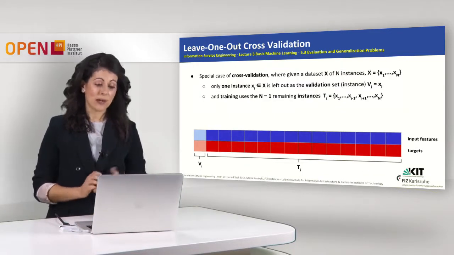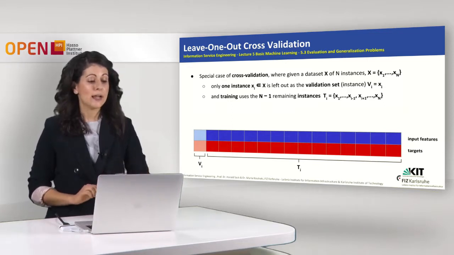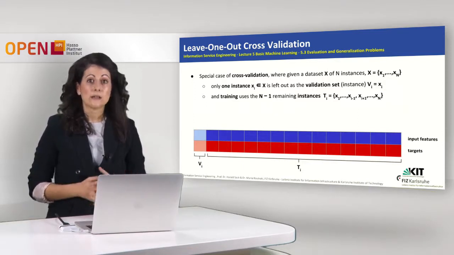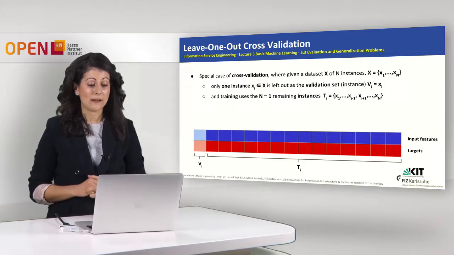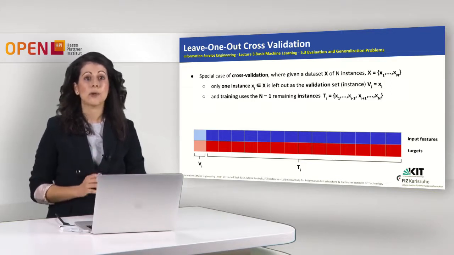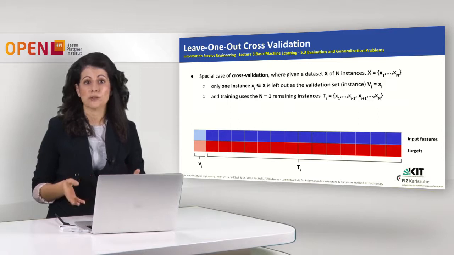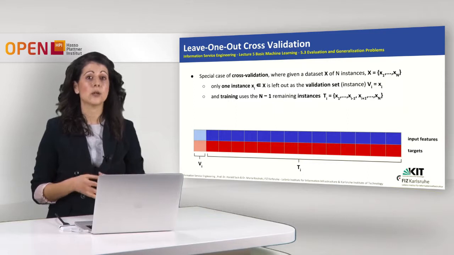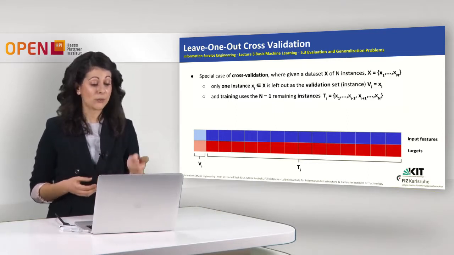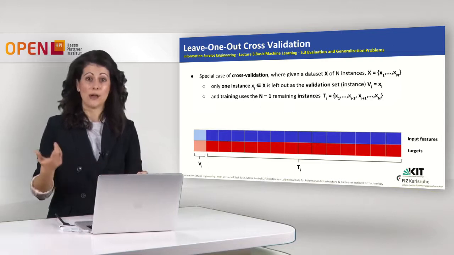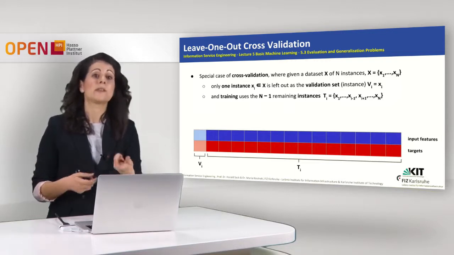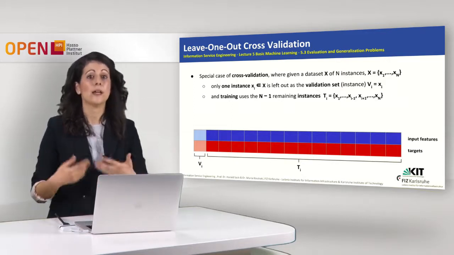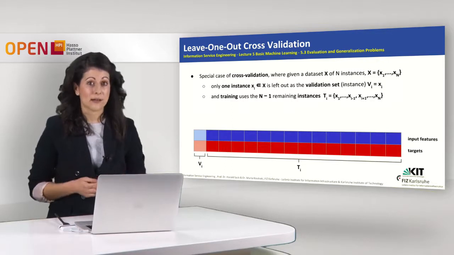Another specific case of cross-validation is leave-one-out cross-validation. Here, given the dataset X, which consists of n instances, only one instance at a time is left out as a validation instance, and all the rest of the instances are used as training. So the first time we keep out, let's say, the first one, and we use the rest as training. Then we keep out the second one for validation and use the rest as training, and so on and so forth. And in the end, again, we average the results.